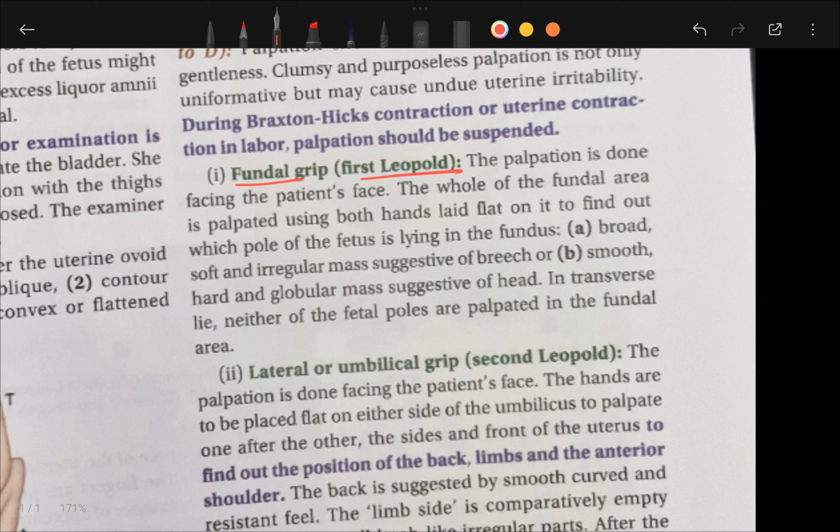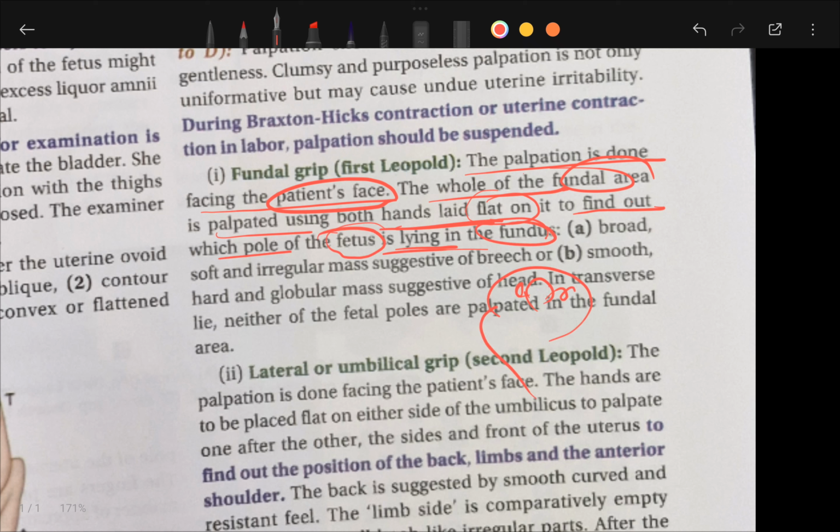Fundal grip, or first Leopold. The palpation is done facing towards the patient's face. This is a patient who is lying. You have to stand near the right side and face the patient's face while you are examining the fundal grip. The whole of the fundal area is palpated using both hands lying flat on it, to find out which pole of the fetus is lying in the fundus.